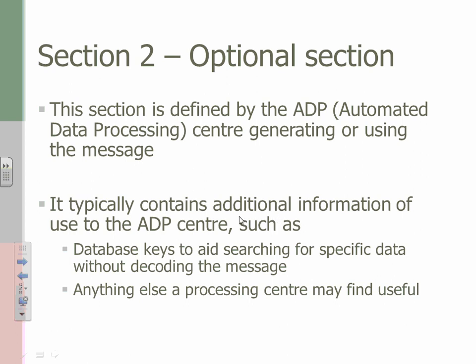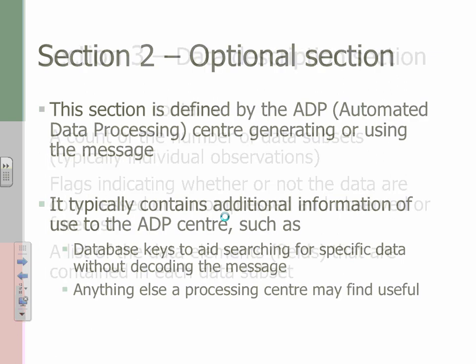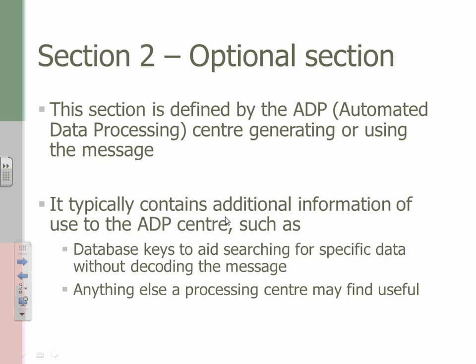Section 2 is actually optional, and sometimes an automated data processing system uses some of the section 2 optional information. The typical example is database keys to aid searching for specific data without decoding the message, or anything else a processing center may find useful. So in many cases, this section is not used.